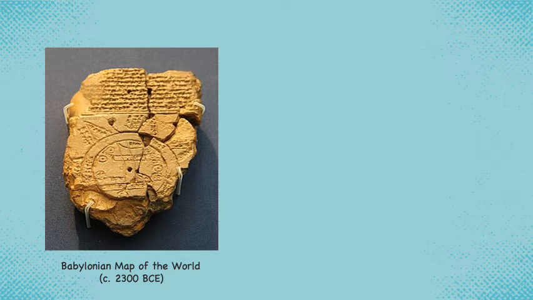Around 2300 BCE, an ancient Babylonian cartographer created this, the world's first map on a clay tablet. The map covers a small region of Babylonia during the Akkadian Empire, and it shows trade routes and was used as a reference during military campaigns, hunting, and exploration.